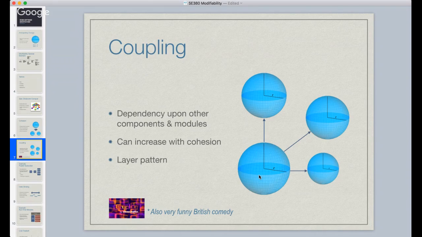And I've also noted that Coupling is the name of a very funny, what I consider to be very funny, British comedy. There's an American version that's not funny at all, but the original British version is extremely funny.